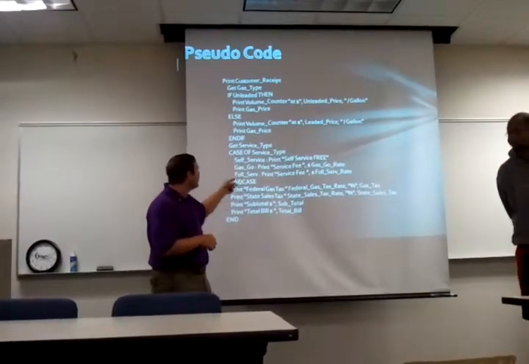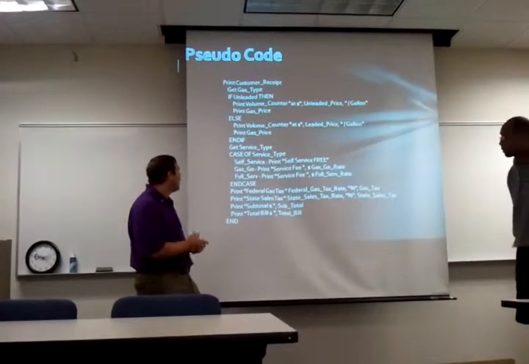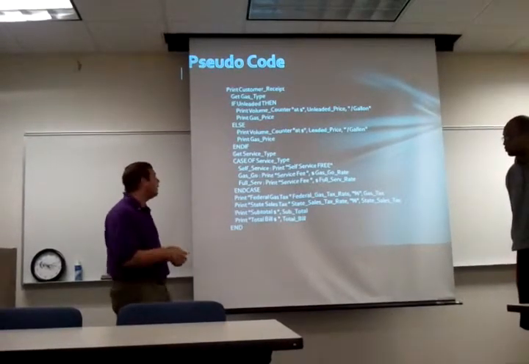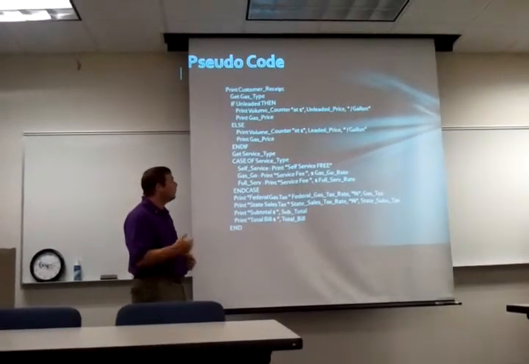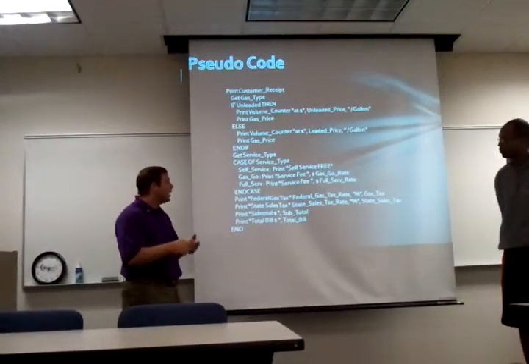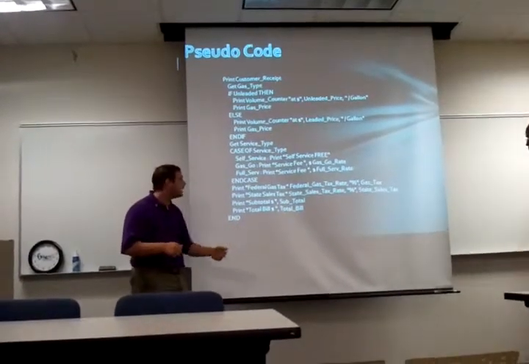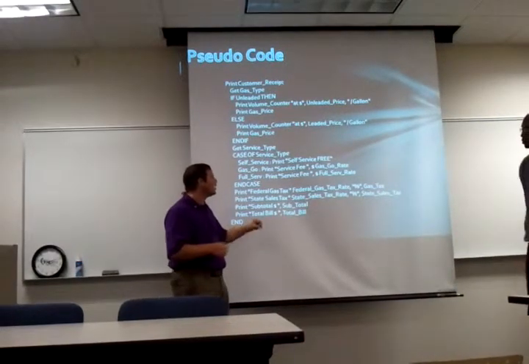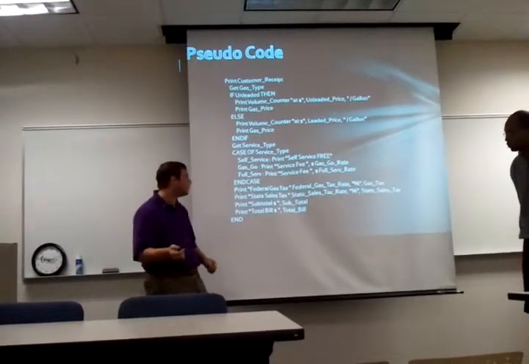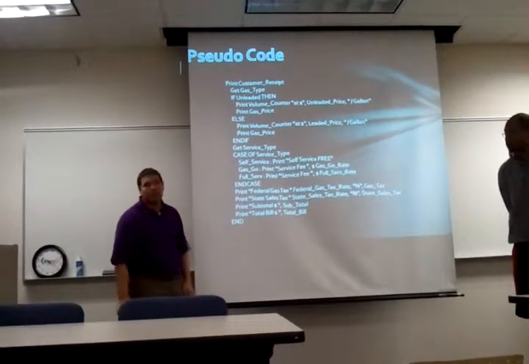For self-service, the receipt is going to say self-service equals free. Gas and go, it's going to print service fee, gas and go rate, and full service is going to print service fee, full service rate. Then it's going to print the federal tax, the rate percentage, and then the total calculated gas tax. And then it's going to do the same thing with state sales tax. It'll print the tax rate percentage, and then the total sales tax for the customer. Then it'll print the subtotal of the bill and the customer's total bill.